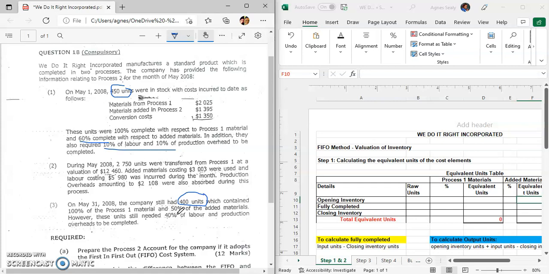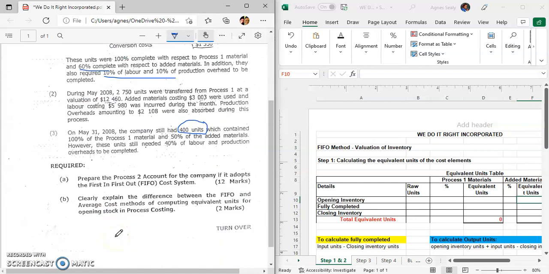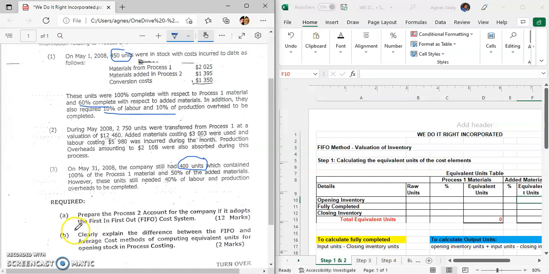So in other words, they are 60% complete with respect to labor and production overhead. So what is required from this question? The question is asking that we prepare the process 2 account for the company if it adopts the first in, first out (FIFO) costing system.